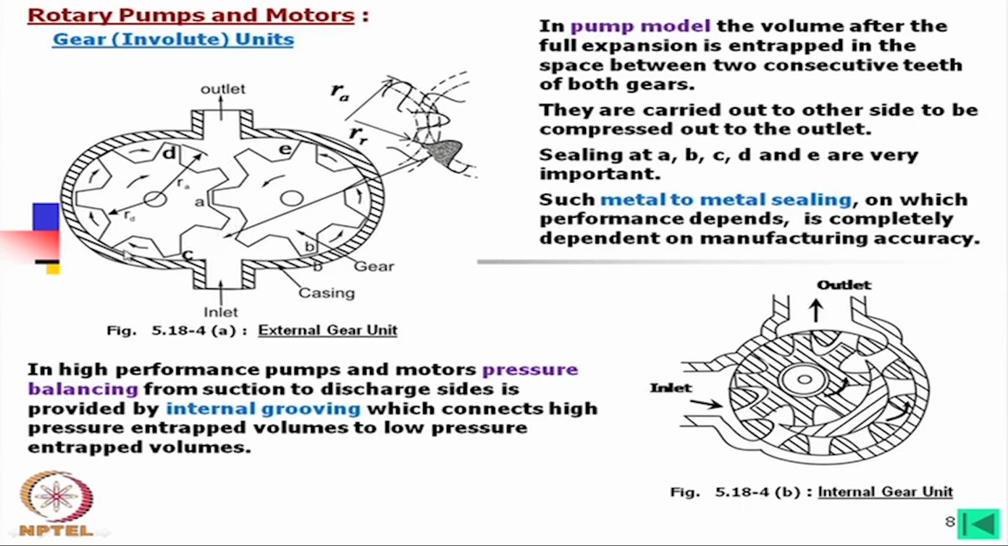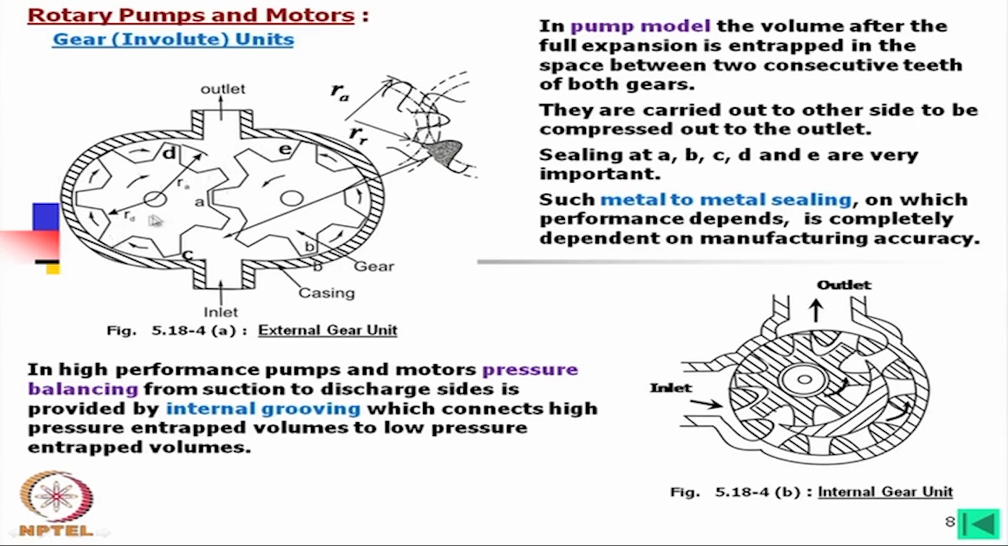Now, what happens, this volume has been entrapped here, but how much is the pressure? It was having the minimum pressure here. Only this fluid will experience the high pressure when it comes to the outlet side. So, in this zone practically pressure is very small and suddenly it is being exposed to a very high pressure zone. Then what will happen? There will be a huge amount of leakage. Also there will be force imbalance.